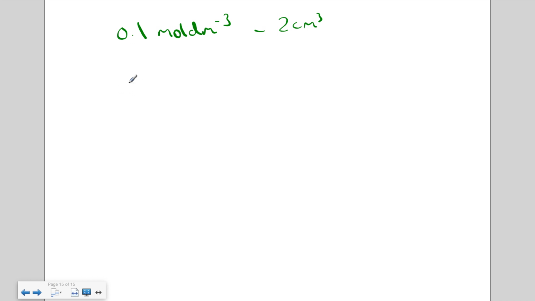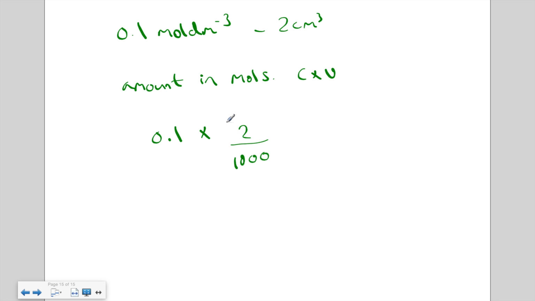So to get the amount of moles, it's concentration times volume. So we've got 0.1 times 2 divided by 1,000, which is just turning the centimeters cubed into decimeters cubed, and that will give us an answer. That equals 0.0002 moles. So that is the amount that we would have had in both the glucose and the sucrose.